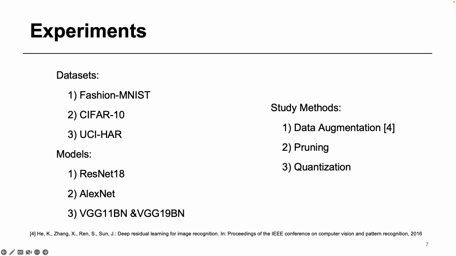The datasets and networks we choose are Fashion MNIST, CIFAR-10, and UCI HAR, and also ResNet-18, AlexNet, and VGG-11 and VGG-19 with batch normalization, respectively. Our research target is to explore the compression effectiveness on specific models, so we choose to augment the training datasets to help mitigate overfitting.